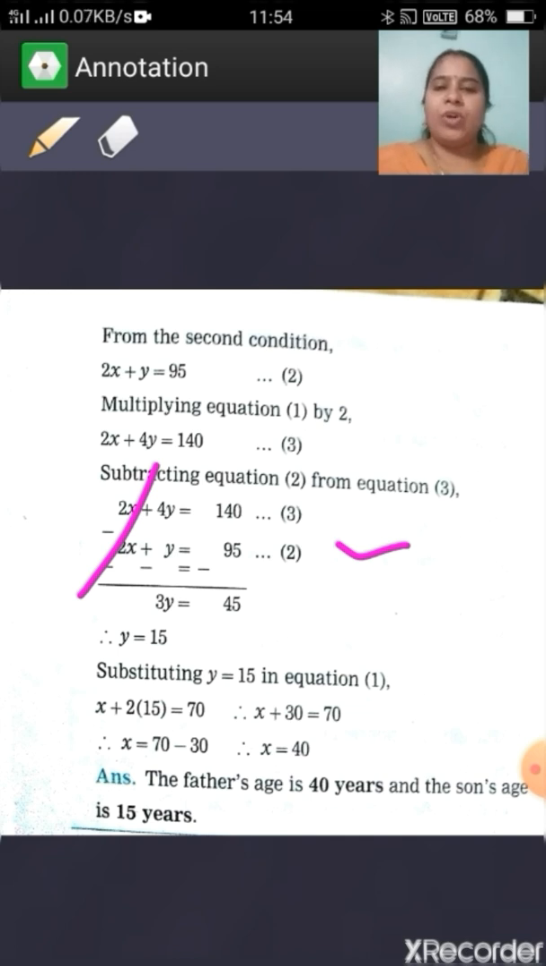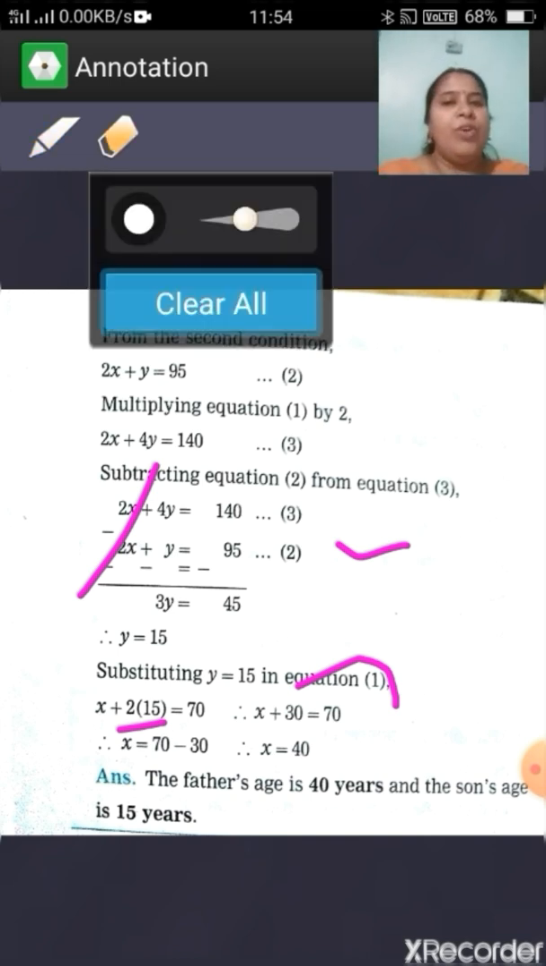One of the values we have got. Substitute it in either equation number 1, 2 or 3, wherever you find it easy. I feel substituting in equation number 1 will be easier. We will substitute there and get the value of x. So substituting y is equal to 15 in equation number 1, we get x plus 2 into 15 is equal to 70. 15 twos is nothing but 30. So we get x plus 30 is equal to 70. Shift this 30 on the other side, it will get subtracted. 70 minus 30 is nothing but 40. So we have got the value of x also here.